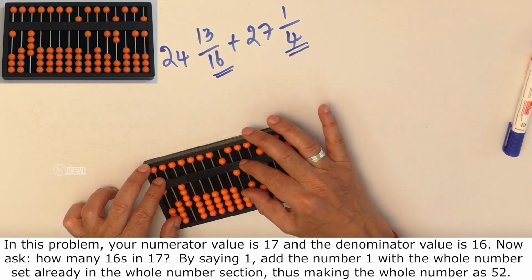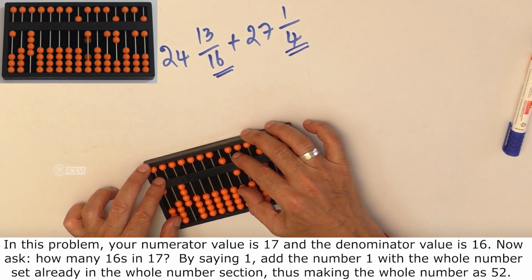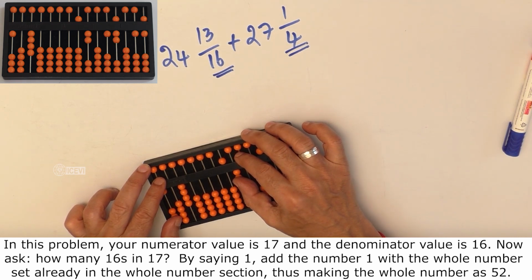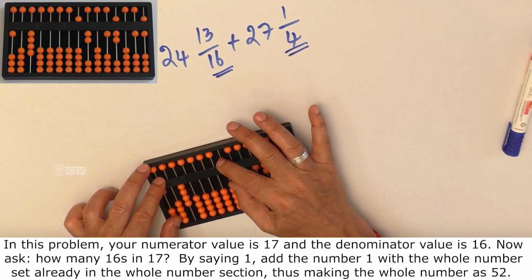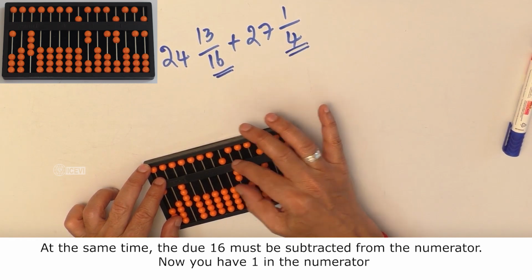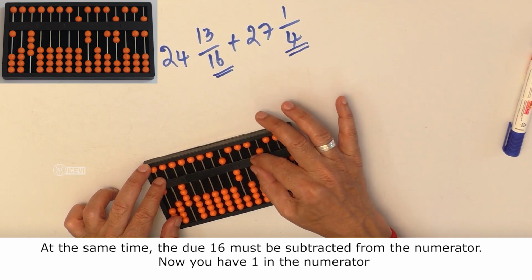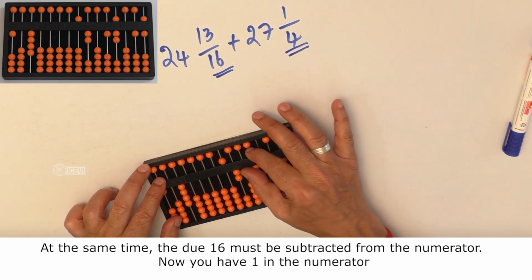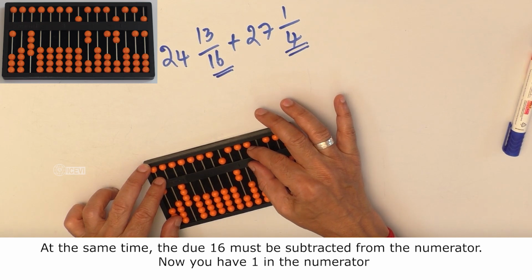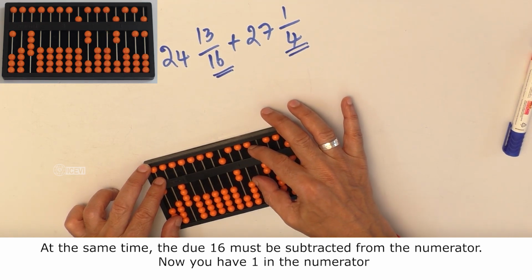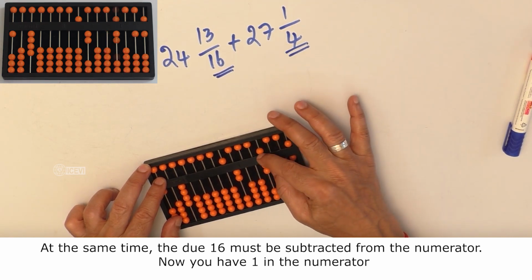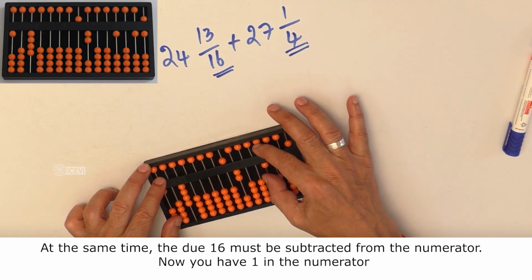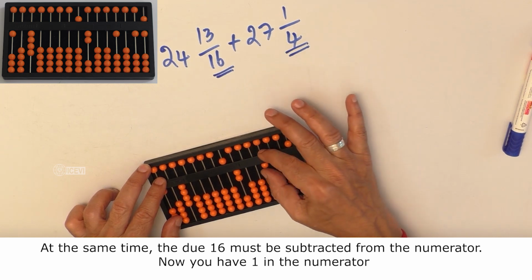By saying 1, add that number 1 in the whole number section already set there, and therefore making it 52. At the same time, the due 16 must be subtracted from the numerator. Now 1 is subtracted from 1 and 6 subtracted from 7, and you have 1 in the numerator section.